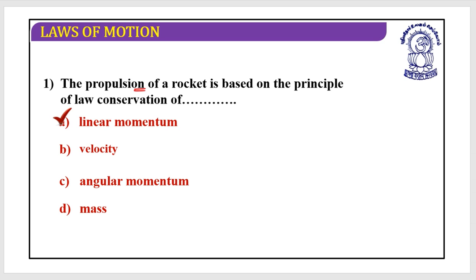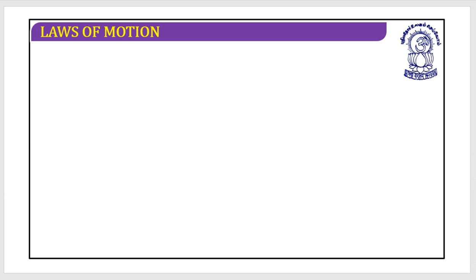It says the propulsion of a rocket is based on the principle of the law of conservation of what? It is based on the law of conservation of linear momentum. A theoretical question, but very important to remember. Okay, so shall we move to the numericals? Let's have a look.